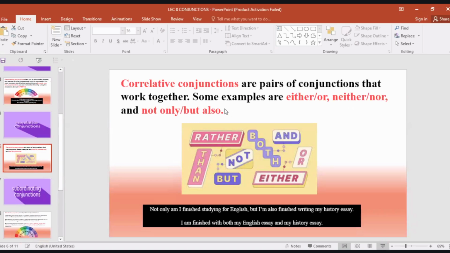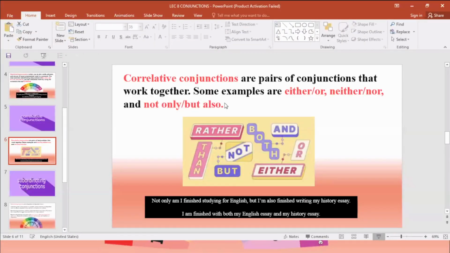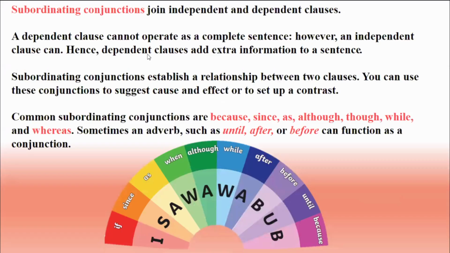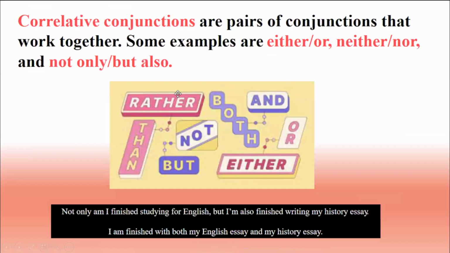Right. So then correlative conjunctions. What are these correlative conjunctions? These are conjunctions of pairs. That means two words are used together to connect sentences or phrases.